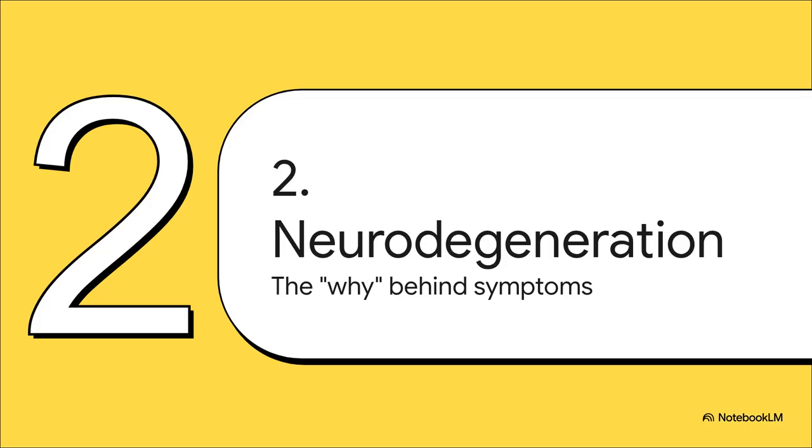Okay, so we know the what, the clinical signs. Now let's explore the why. What is actually happening in the brain? What's the underlying neurodegenerative process that makes these symptoms show up in the first place?